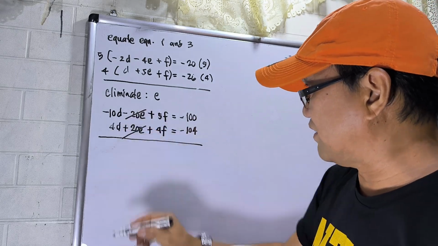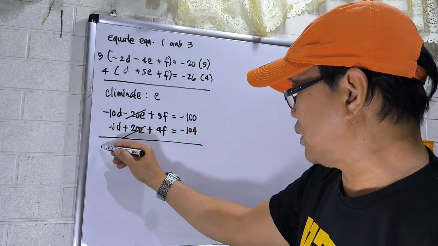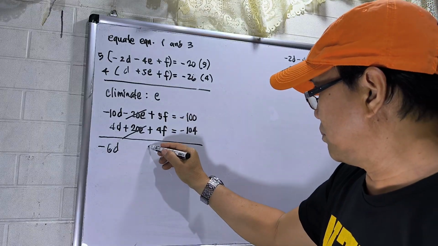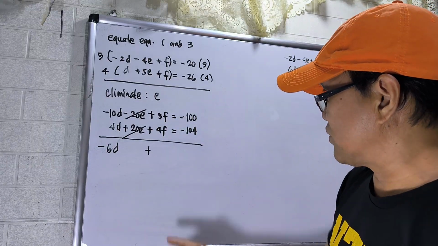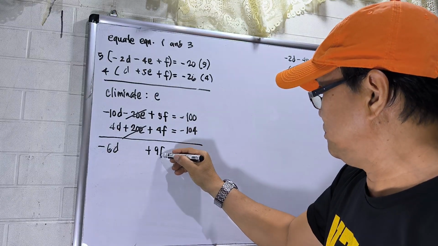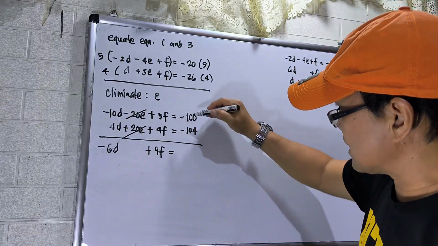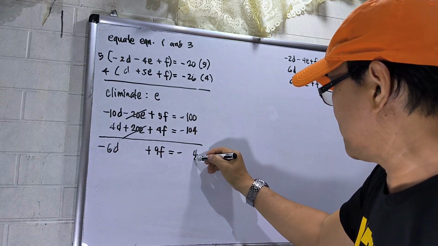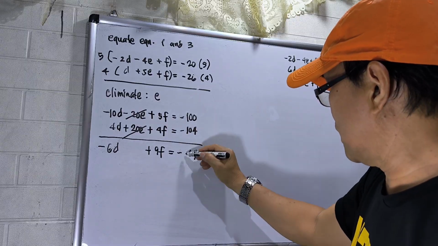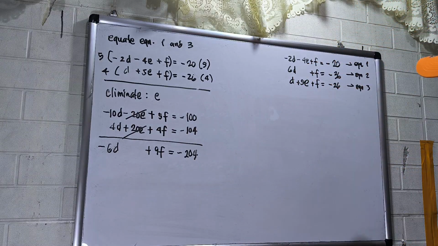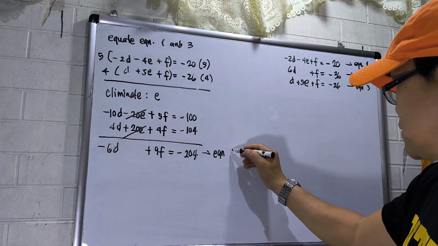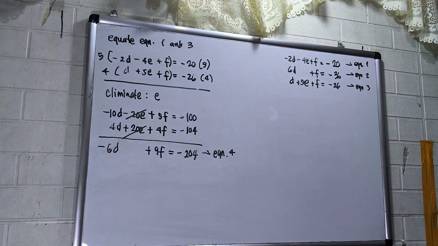So I now have negative 10d plus 4e, that will be negative 6d. Then 5f plus 4f is 9f, equal to, same sign, so we add this one, right? So this will be negative 204. This is now the fourth equation. Equation 4, okay, take note.